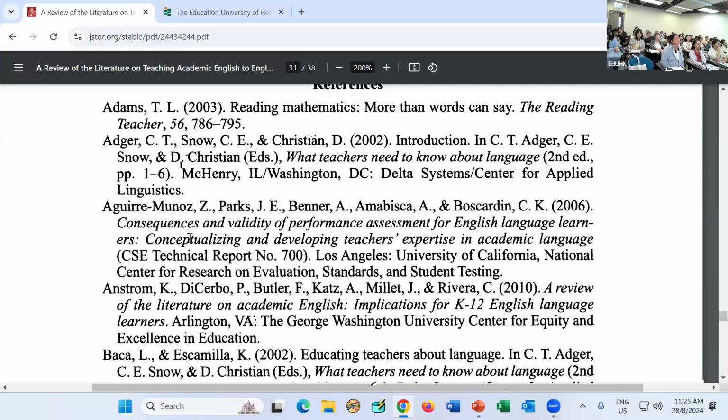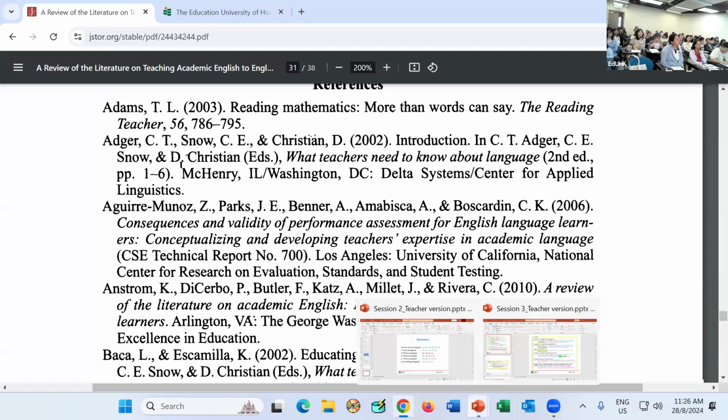Okay, so you can skip the city name, just directly write down the publisher name, which is Delta Systems or Center for Applied Linguistics. Okay, so it's actually all standardized. Right? If you don't know something, guys, for sure, I usually use 2 ways, Google or find some real examples. Then you can just change your part of information accordingly. Okay, now let's move back to the PowerPoint.